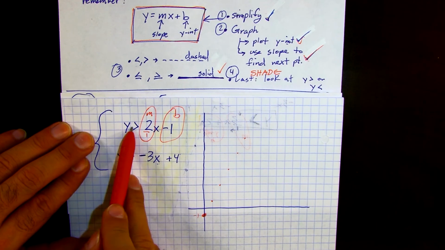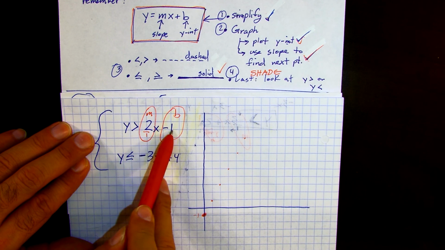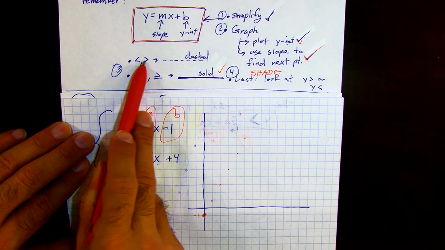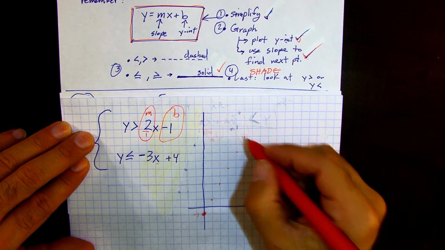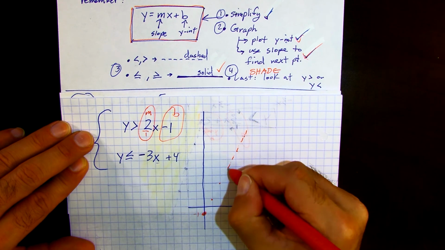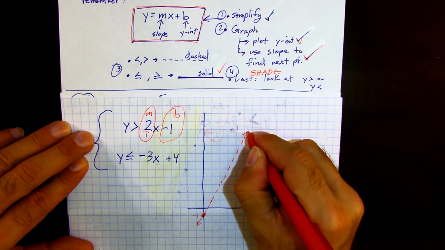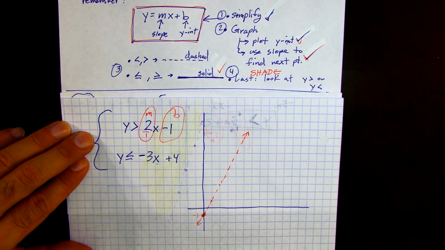I look here and I see that it's y is greater than 2x minus 1. Y is greater than 2x minus 1. So because it's just greater than, I'm going to go ahead and use a dashed line. Okay.